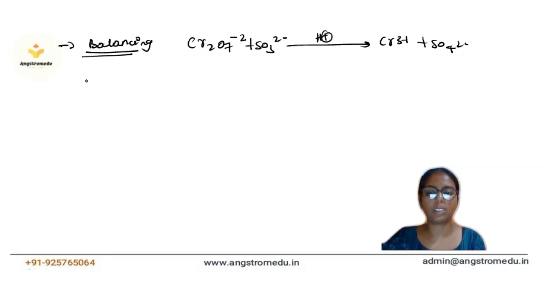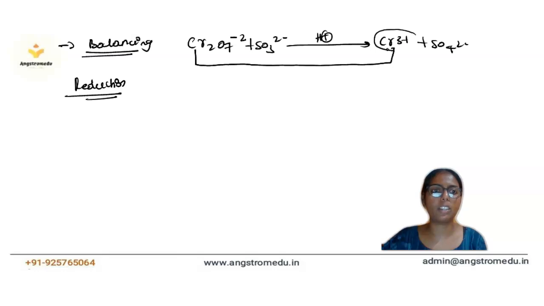So let's consider first the half-cell reaction, or half reaction, the reduction reaction. Here chromium converts into 3+. Initially it is in the +6 oxidation state, and here it converts into the +3 oxidation state. It means it gains 3 electrons. So that's why it is undergoing a reduction.